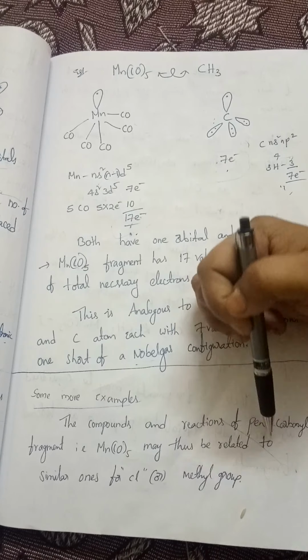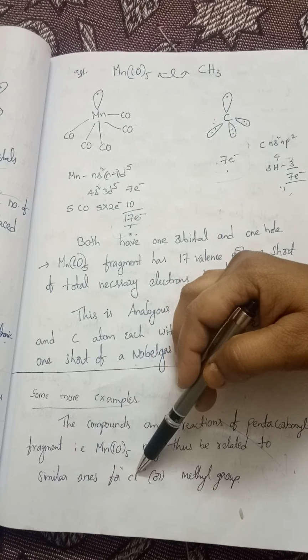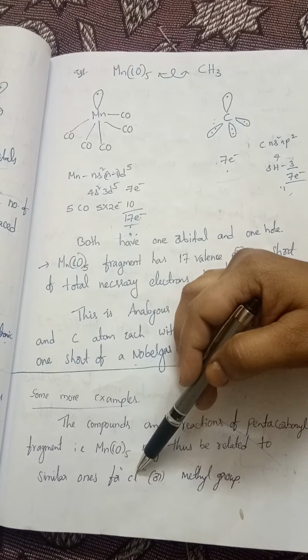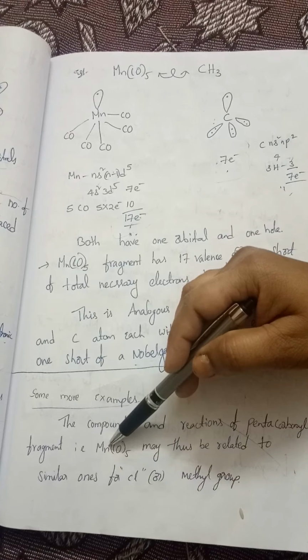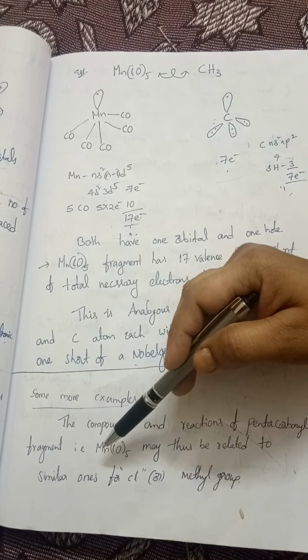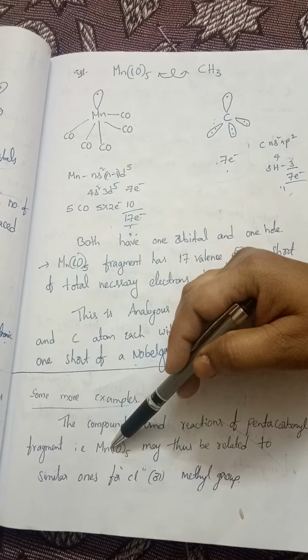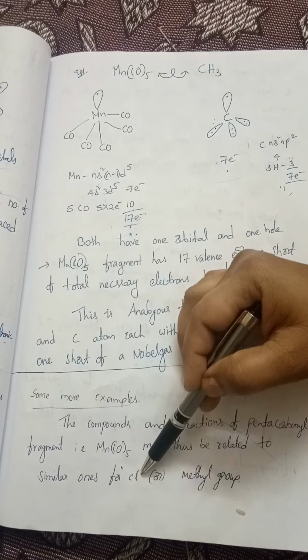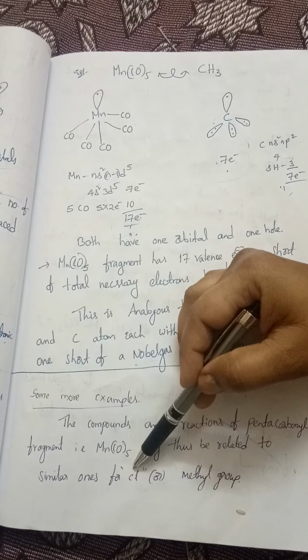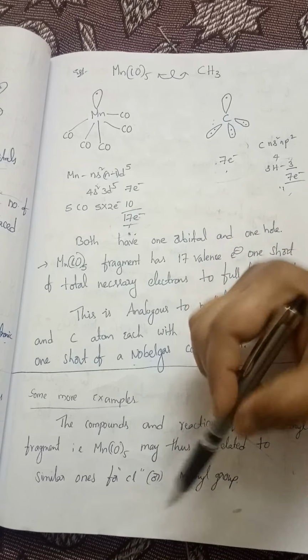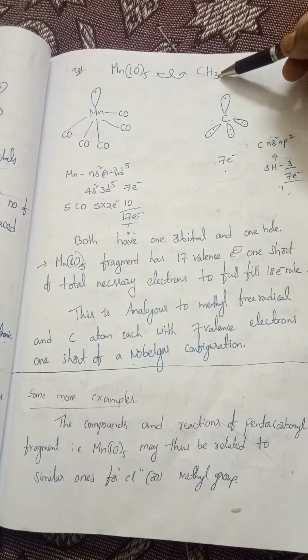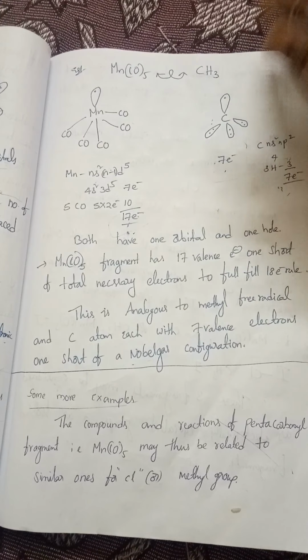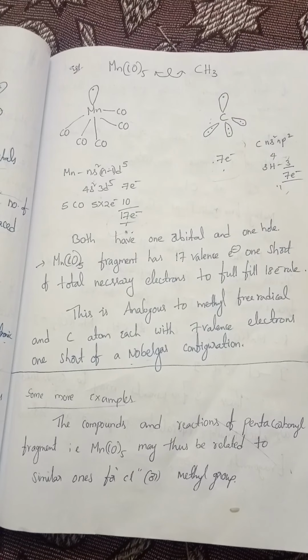It is related to a similar one, chlorine. We already know chlorine is a seventh group element, so its valence is ns2 np5, 7 electrons. Here Mn(CO)5 has 17 electrons, so to satisfy the 18 electron rule you need 1 electron. For chlorine, to satisfy the octet rule, it also needs 1 electron. And the methyl group CH3, which we already discussed previously, also has 7 electrons, so it needs 1 electron.